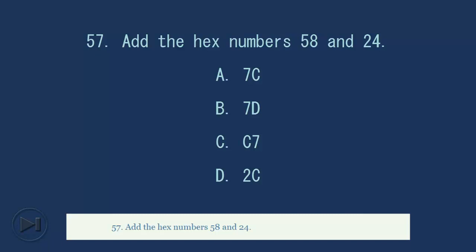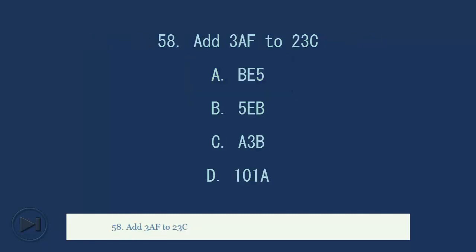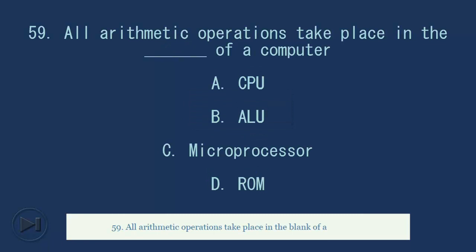57. Add the hex numbers 58 and 24. A. 7C. B. 7D. C. C7. D. 2C. Answer, A. 7C. 58. Add 3AF to 23C. A. B5. B. 5EB. C. A3B. D. 101A. Answer, B. 5EB.